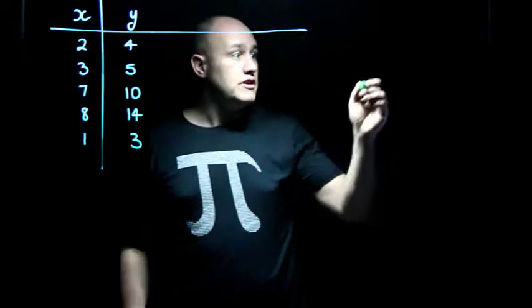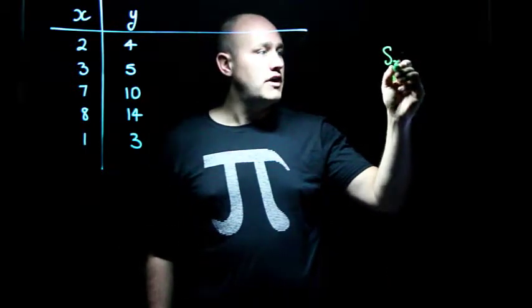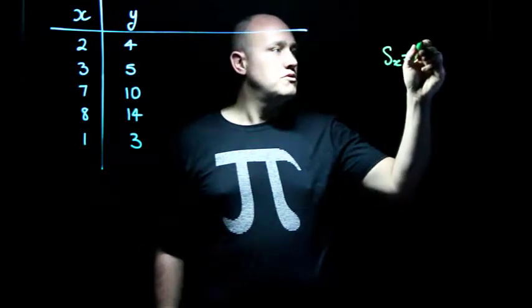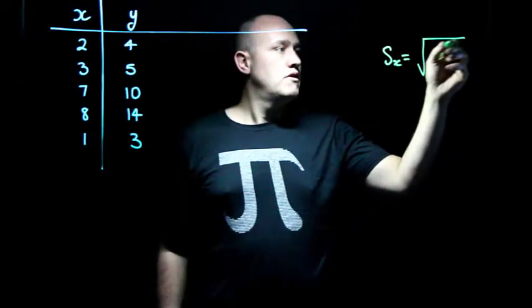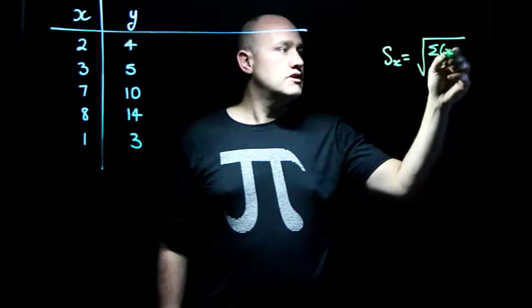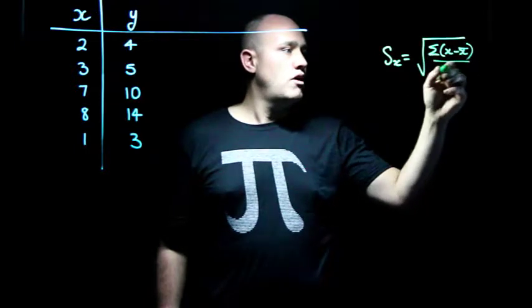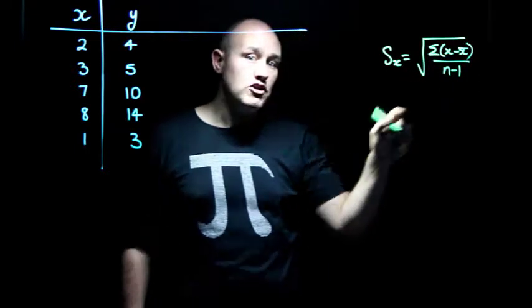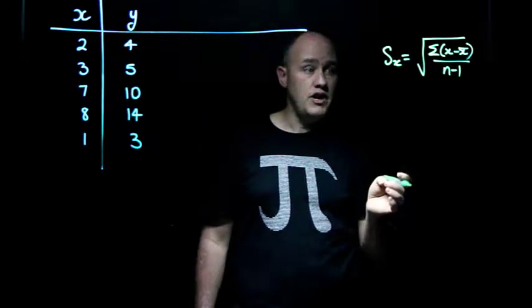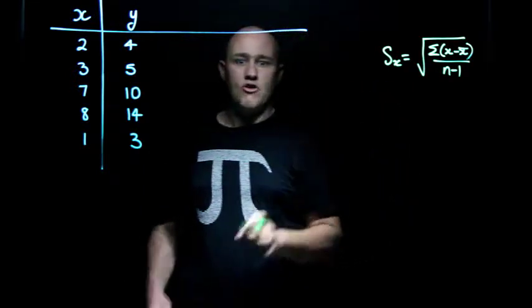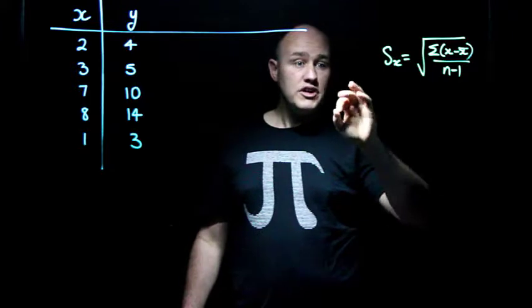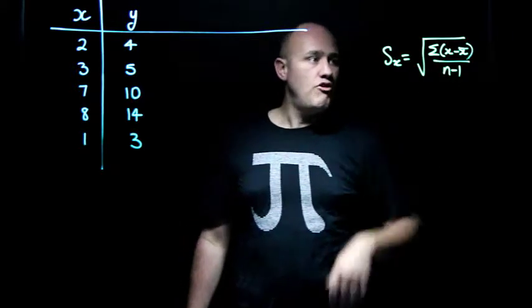To determine the standard deviation, don't forget the standard deviation of x is equal to the square root of the sum of (x minus x bar) squared, all over n minus 1. And n minus 1 means it's a sample standard deviation, okay? You'll need that for the correlation coefficient. Just for normal standard deviation, you might use n, so just be aware of that.